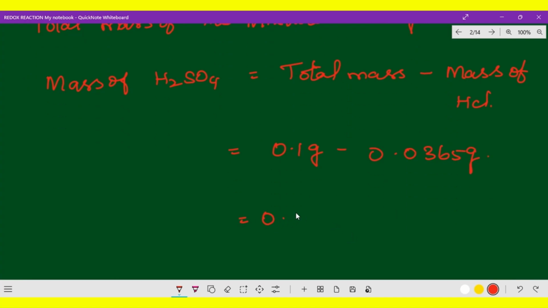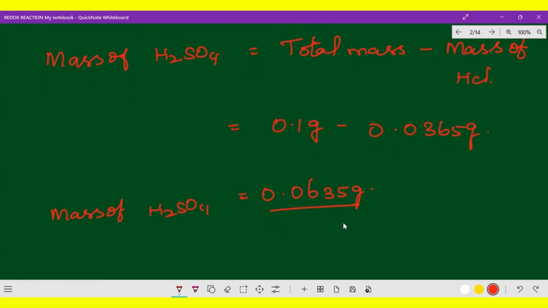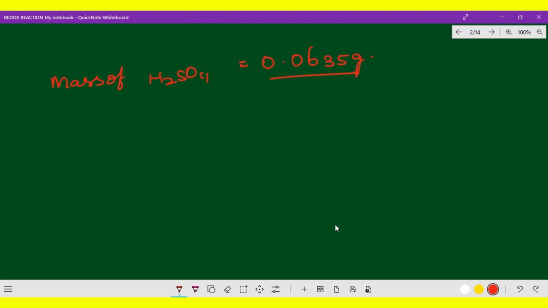So naturally how much will you be getting? You'll be getting 0.0635 gram. So the mass of H2SO4 is 0.0635 gram. Now for the percentage of H2SO4, we are going to give the answer as the percentage of mass of H2SO4. In the question, it has mentioned the percentage of mass of H2SO4 only, right? So the percentage of mass of H2SO4 is the mass of H2SO4 divided by the total mass of that mixture into 100.